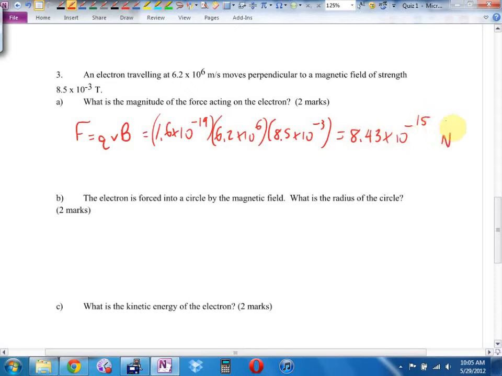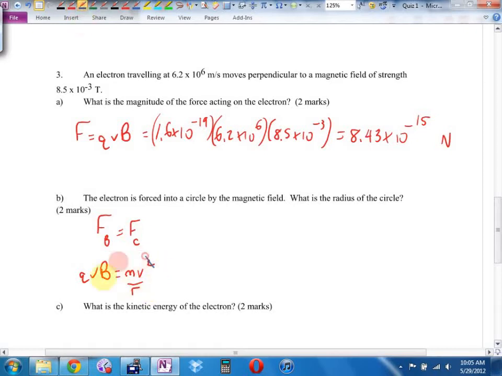Units, it's a force. Newtons. By the way, what are the units for magnetic field? Teslas. The electron is forced into a circle by the magnetic field. I like this question. Now what we're saying is the magnetic force equals the centripetal force. QVB equals mv squared over r.